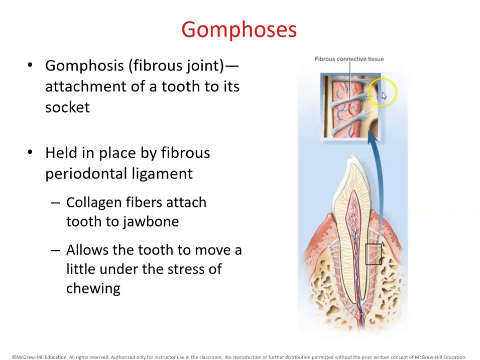Gomphosis is a fibrous joint specifically attaching the tooth into the socket. Teeth are held in place by the fibrous periodontal ligament, and these are collagen fibers that are attaching teeth to the jawbone. We can see these collagen fibers here. Here's a portion of the mandible, and the fibers attach here to the root of the tooth. So this is a slightly flexible joint, and that flexibility allows the tooth to give just a little bit as we're chewing and putting stress on those teeth.